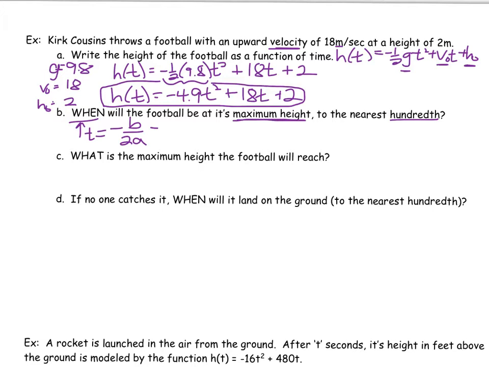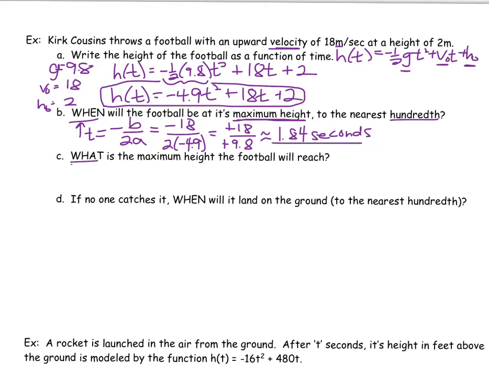b is 18, so this would be negative 18 over 2a, 2 times negative 4.9. That'll be negative 18 over negative 9.8. The two negatives cancel out, and if you plug that into your calculator, it's pretty quick. It's 1.84. 18 divided by 9.8. And our label is going to be in seconds. So it doesn't take very long for the ball to be at its maximum height.